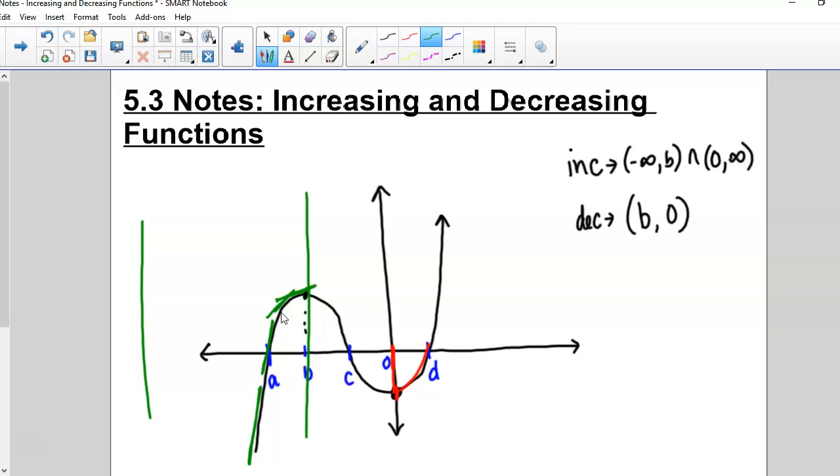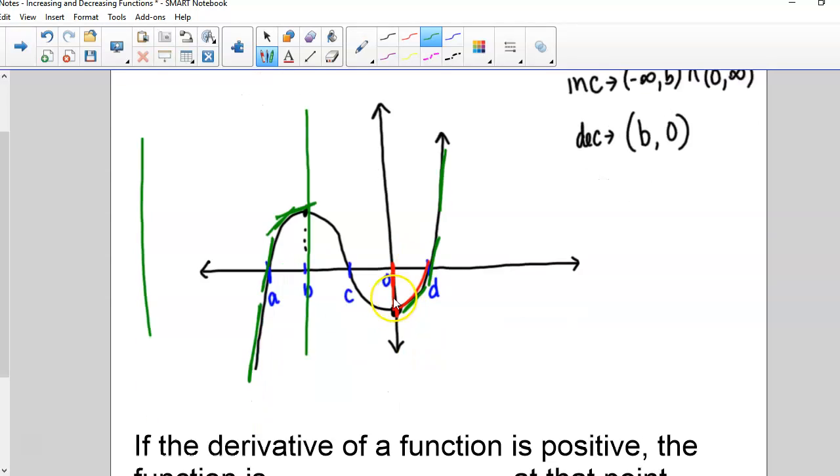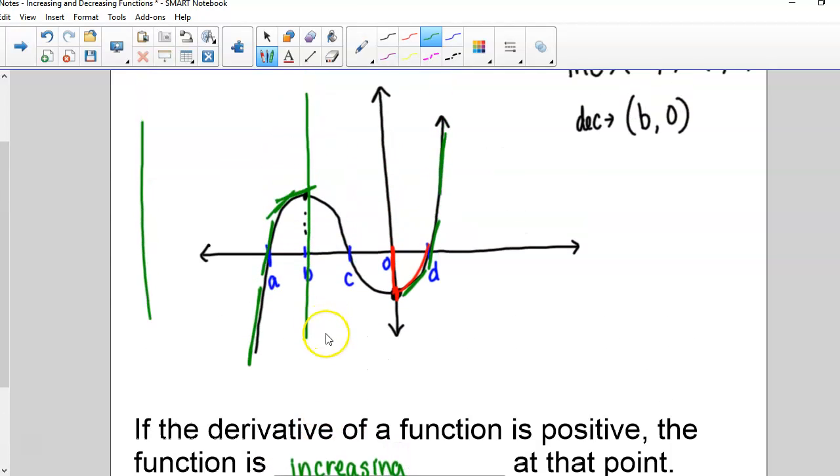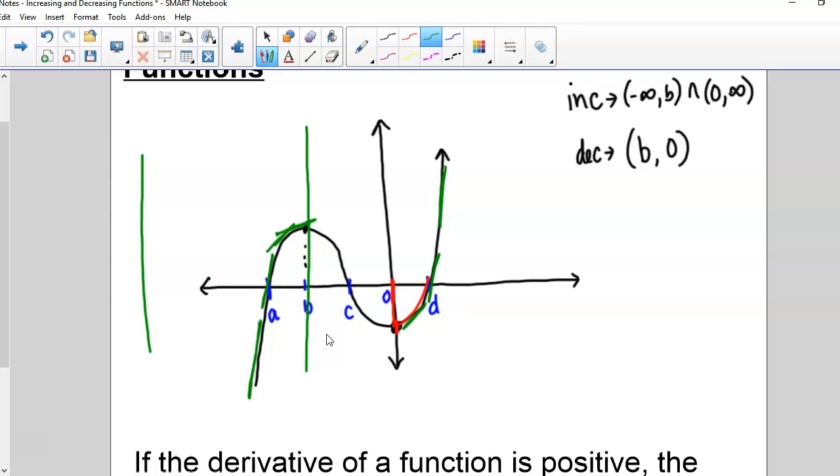They're also positive, okay? And then over here, even though the graph is down below the x-axis and curved a different way, what do we notice about all those tangent lines? They're still positive, right? We still have a positive slope. So if the derivative of a function is positive, the function is increasing at that point. Because if the slope of the tangent line is positive, it means the graph has to be increasing.